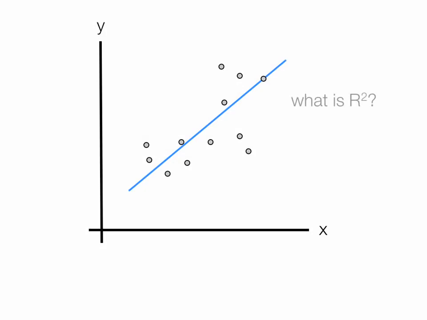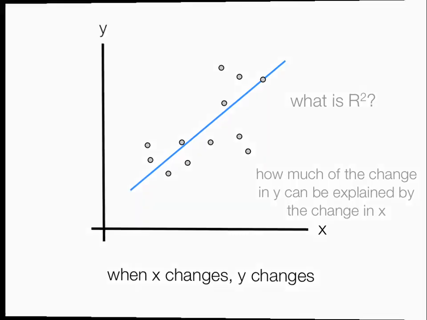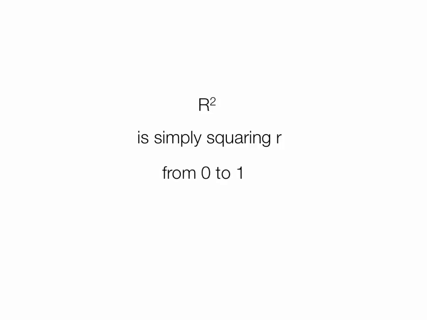So what is R squared? How much of the change in Y can be explained by the change in X? When X changes, Y changes, and we try to measure what R squared is by how much. R is more or less different from R squared in the sense that it measures the relationship. R squared tries to measure the intensity. R squared is simply R squared, and it moves from 0 to 1.